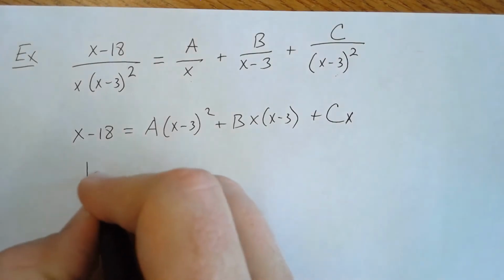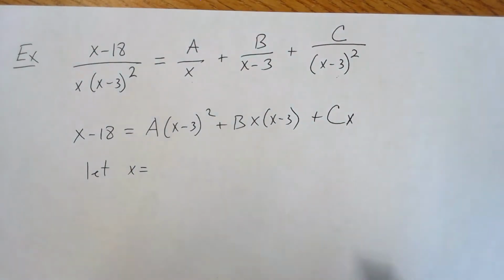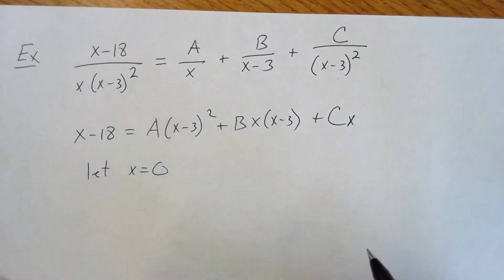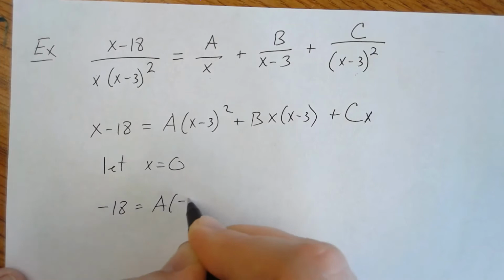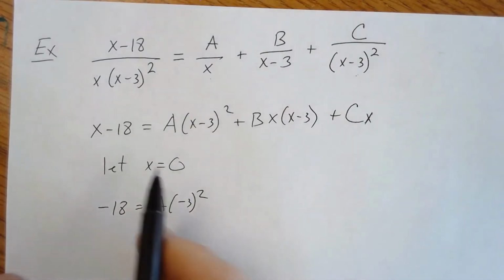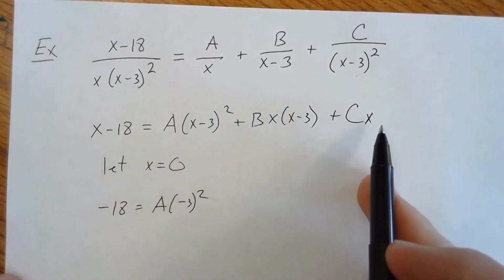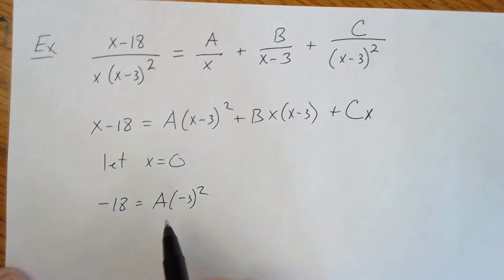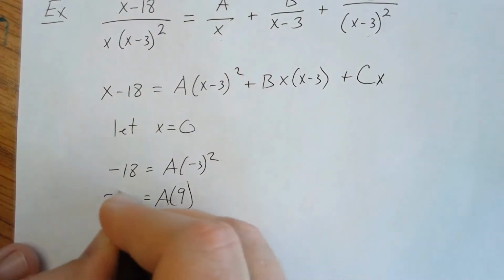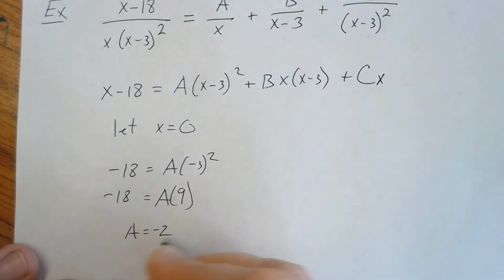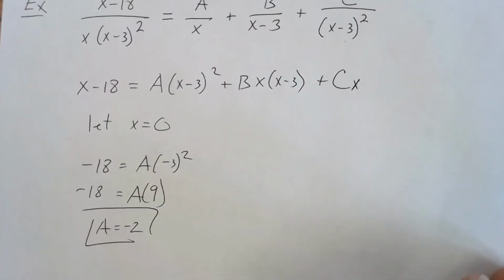So in this case, I'm going to let x equal a number. Let's let x equal, I don't know, 0 for the first case. That seems nice and smooth. If I let x equal 0, this term and this term go to 0, and I'm going to have negative 18 equals a times negative 3 squared. Again, assuming all my x's in here are replaced with 0, this is what I'm going to have left, which means that a is going to be multiplied by a 9, which is going to be equal to negative 18, and therefore a is equal to negative 2. That provides me with the value of a.